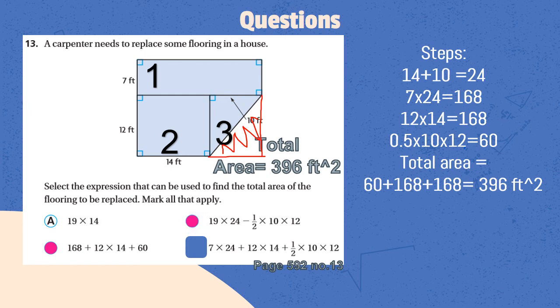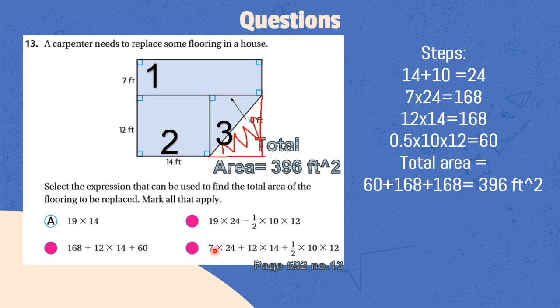And then the last option says 7 times 24. This is the area of number 1. And then 12 times 14. This is the area of number 2. And then half times 10 times 12. And he added them all. Okay, that's a correct answer as well.